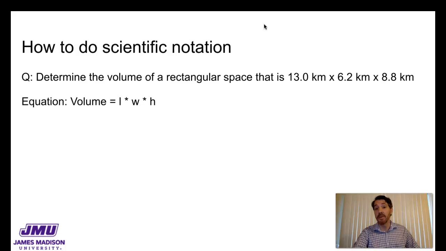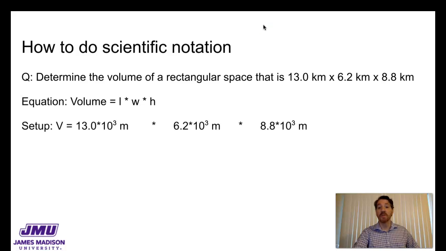And if I didn't remember that, I would look it up. We will have the option to look up equations like that when we need them. So my setup is what I want to talk to you about today. My volume is going to be my length times width times height.